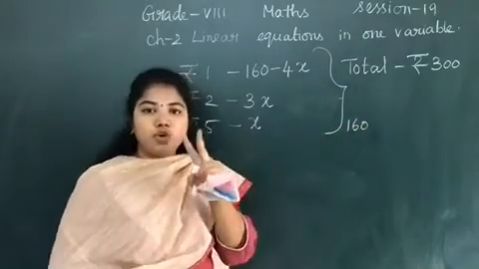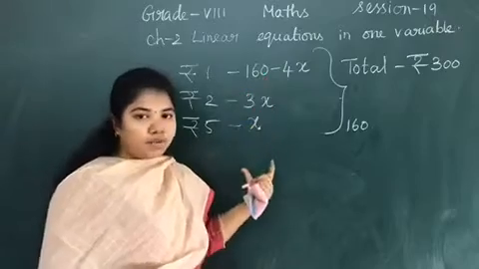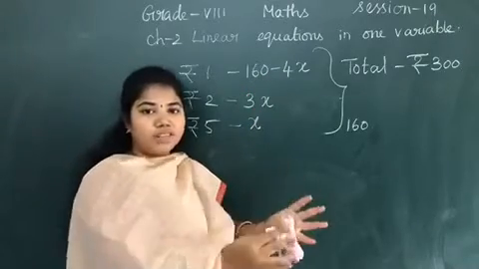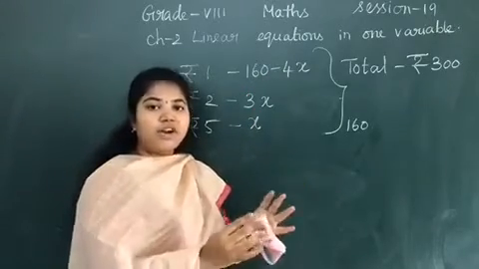For that they have given 2 hints for us. Total number of coins, which means you are giving some coins for rupees 300. For rupees 300 you are giving coins.